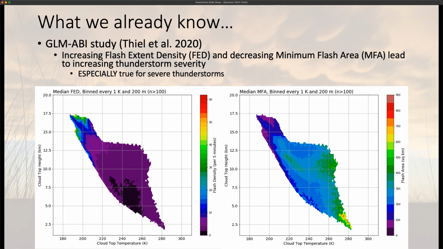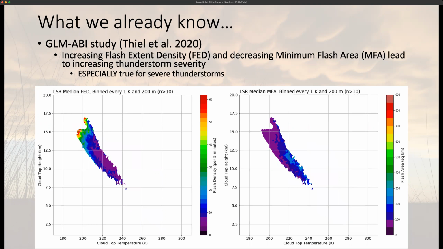So in these plots on the bottom, we've taken this very large data set, over 4 million points, comparing our cloud top height and temperature from the ABI with our GLM variables, and we sampled the median value within each bin as a function of temperature and height. And we can see that as we go to these higher and colder cloud tops, we observe higher flash rates. We also see that those flashes are smaller, which is physically consistent, as when you are near a strengthening updraft, you would expect to see these smaller regions of charge that then initiate flashes more rapidly.